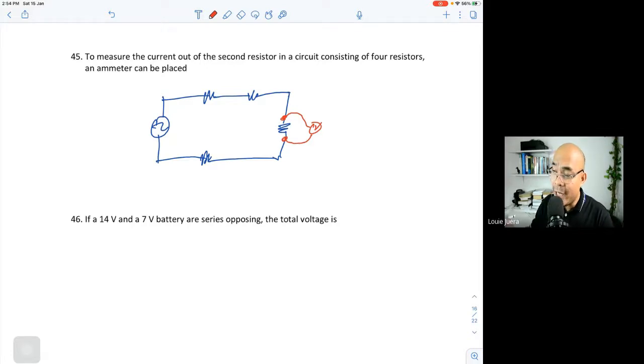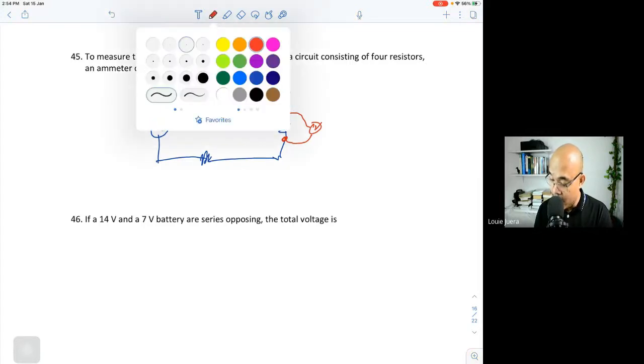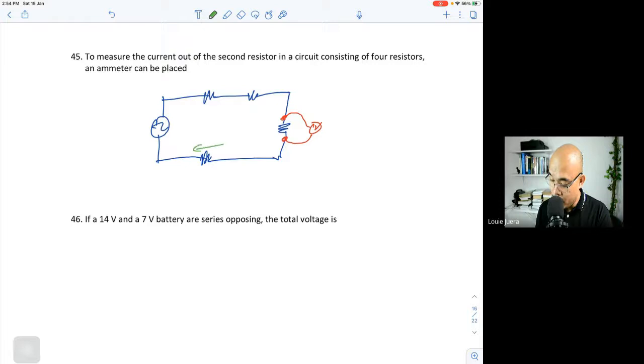Okay? So again, take note, if you're going to connect a voltmeter, you have to connect this one in parallel with the load that you are going to measure. However, if you're going to connect an ammeter, it should be connected in series to the load that you are going to measure. For example, in this particular case here, you want to measure the current flowing through this load here. You want to measure that current.